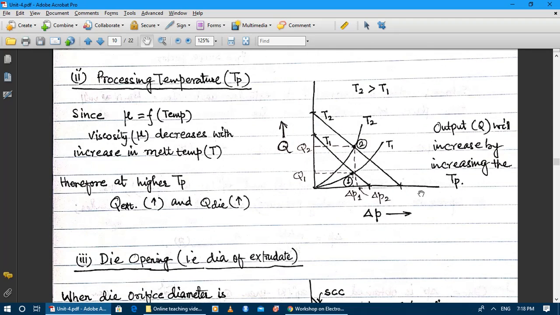But it doesn't mean that we can increase the temperature endlessly, because at higher temperature the polymer will start degrading. So there is a check. We cannot increase the temperature beyond a certain limit. We should not get close to the degradation temperature of the polymer.